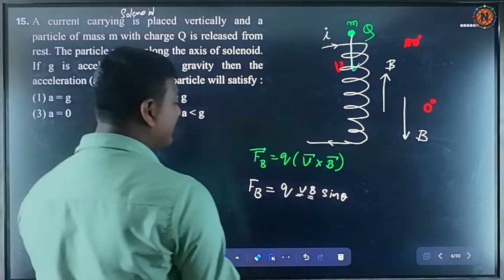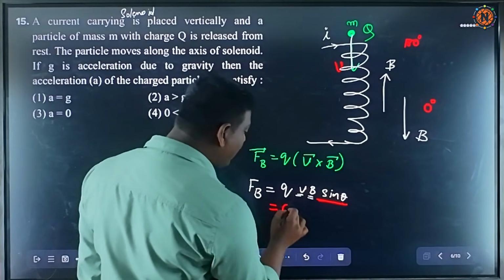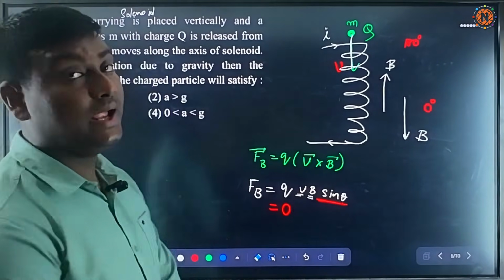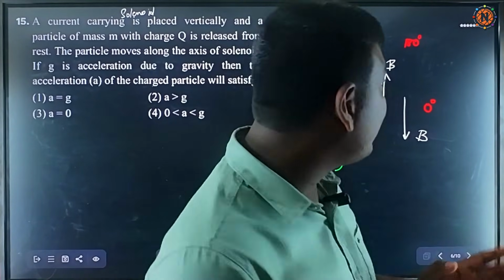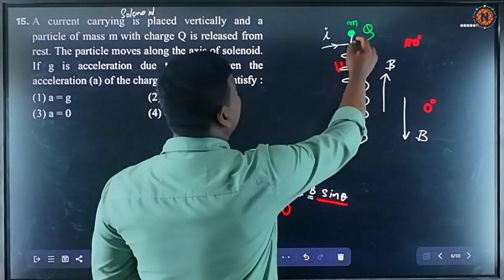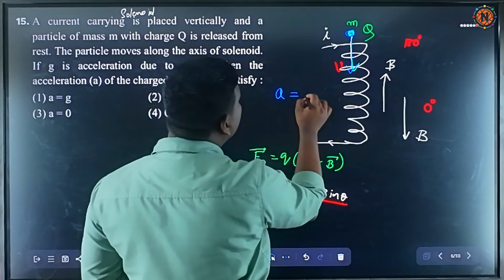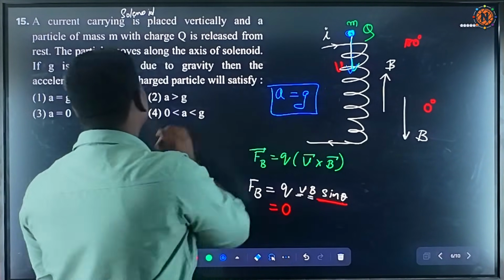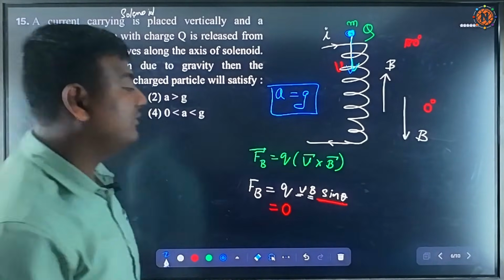That's why the angle between them will be 0 degrees. In both cases, sine 180 degrees or sine 0 degrees will be zero. That means the solenoid will not apply any magnetic force on the charge. Since it is not applying any force, the charge will move just because of acceleration due to gravity. That means this acceleration will be the same as g. So the answer will be option A. Clear? Okay, let's go to the next question.